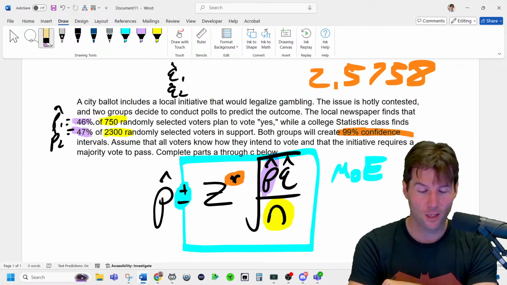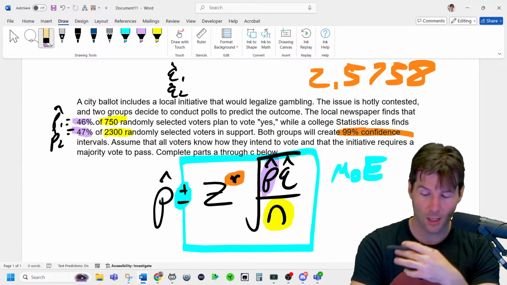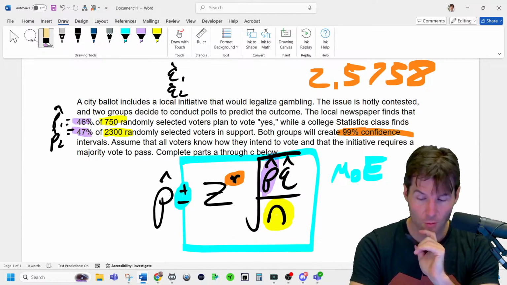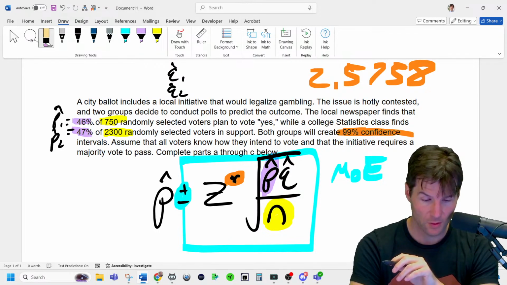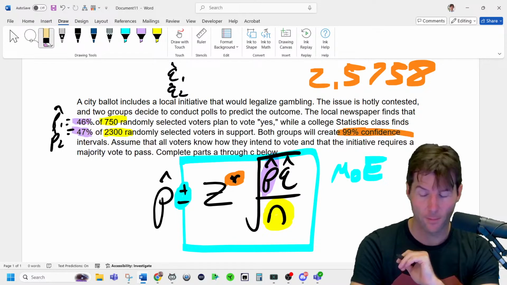So they're doing the same thing here, trying to figure out if people will vote yes. The local newspaper polled voters, and then a college class did a poll with a larger sample.